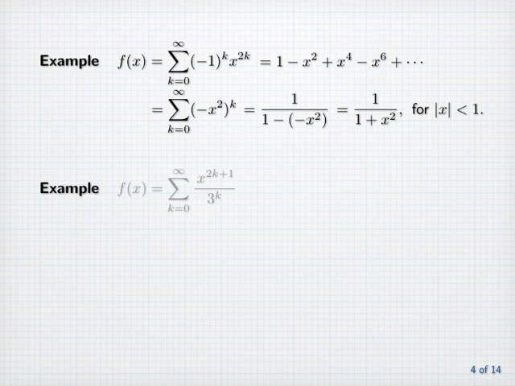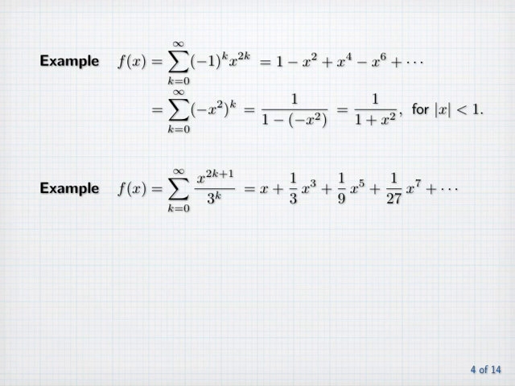Another example. Let f of x equal the sum from k equals 0 to infinity of x to the 2k plus 1 power divided by 3 to the k, which equals x plus 1/3 x cubed plus 1/9 x to the 5th plus 1 over 27 times x to the 7th, and so on.